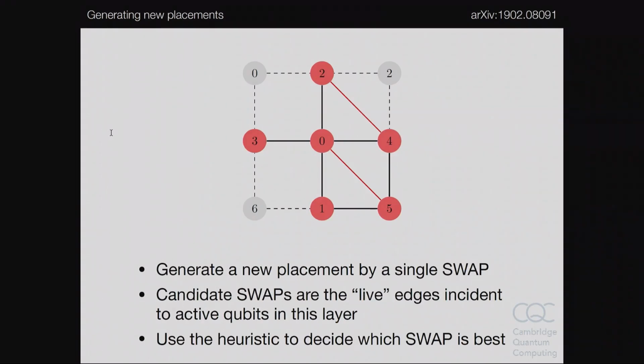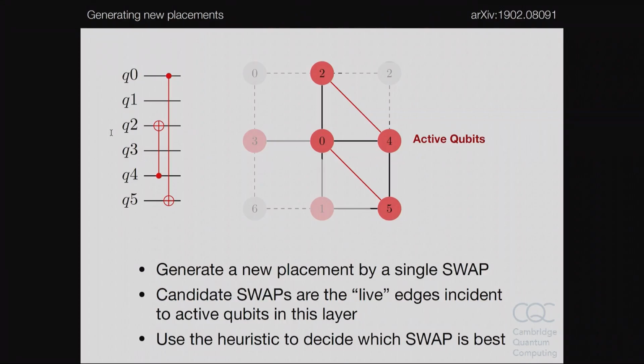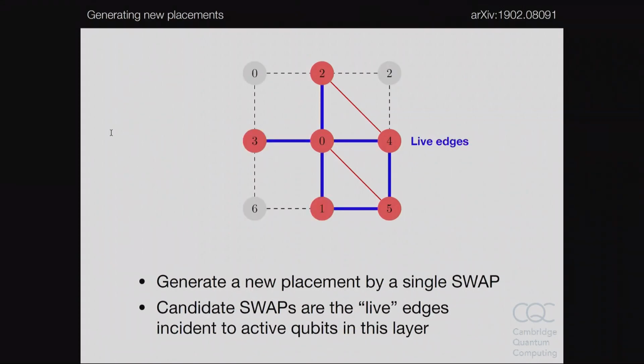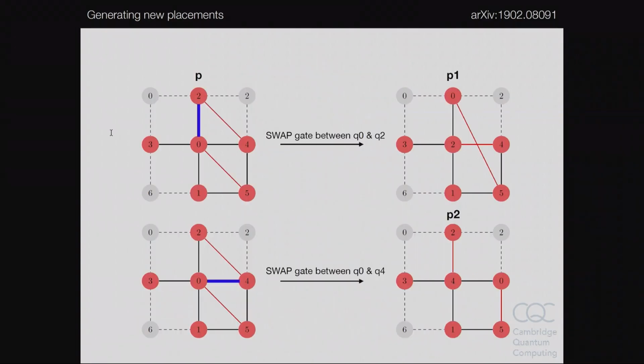So we do this by creating new placements which are only a single swap away from our original placement. We've got these 4 active qubits, and we do this by generating what we like to call candidate placements, which are created by one single swap along each of these live edges, which are each connected to a live qubit. So in this case, we're going to take 6 candidate placements, and we're going to put them all into our heuristic and compare them. Here's an example of 2 of them.